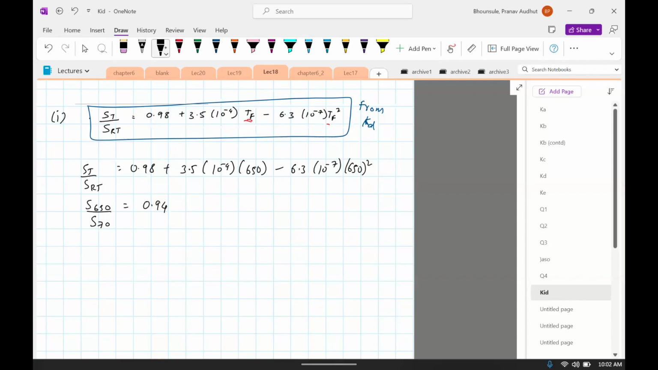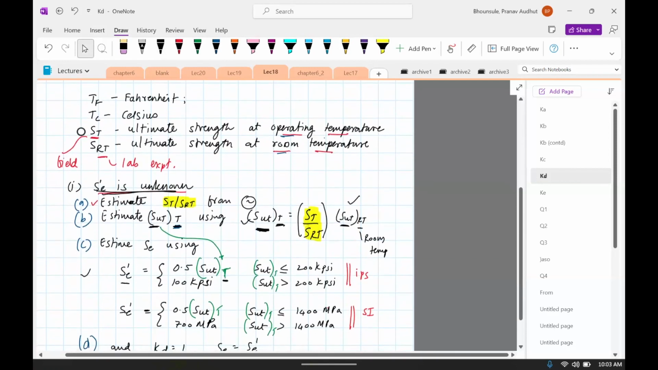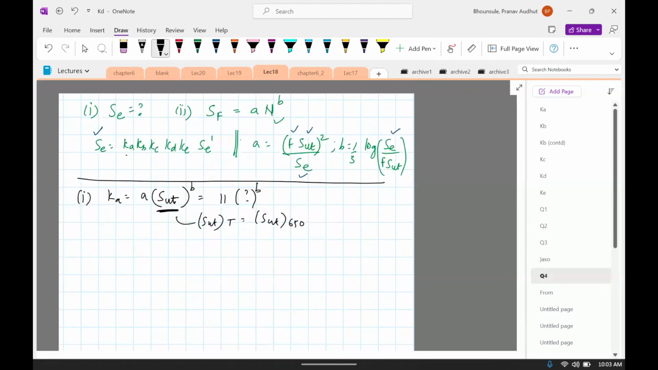Yes, so this is step 1, step 2, sorry, step A. Step B, this is from KD. Step B here, well, this was step 1A. Step B is we need to compute the ultimate strength at room temperature using this formula. So I'll write it down.